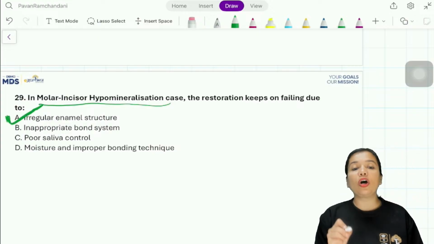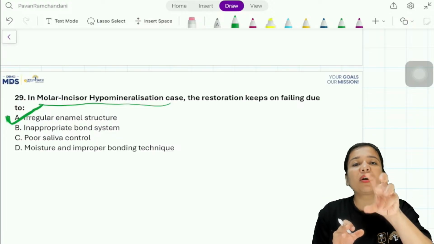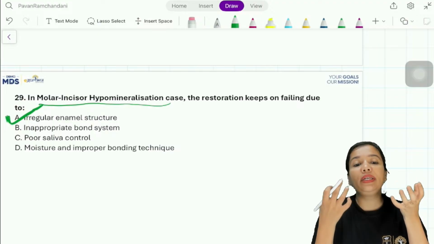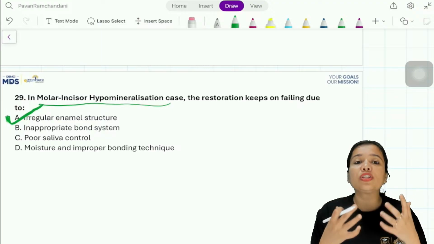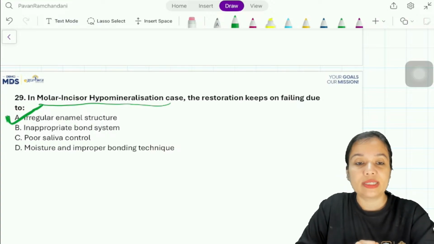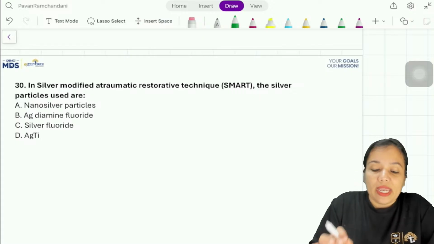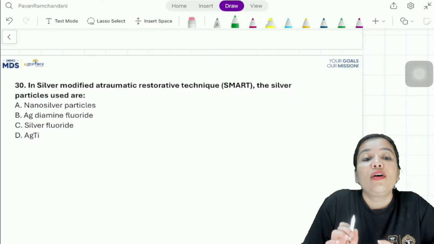Because of the hypomineralized weak enamel, the tooth will look crumpled, and because there is no strong enamel to retain the restorative filling, it will keep on dislodging the restoration again and again, right? Yes, the answer there is A. The next question, that is question number 30, is silver modified atraumatic restorative treatment. The silver particles that are used are which one?